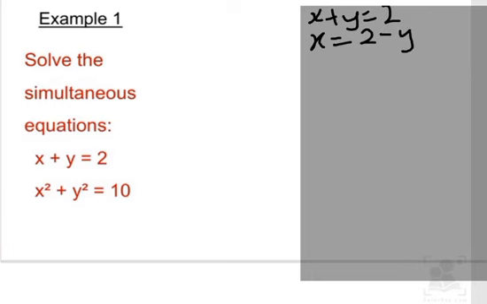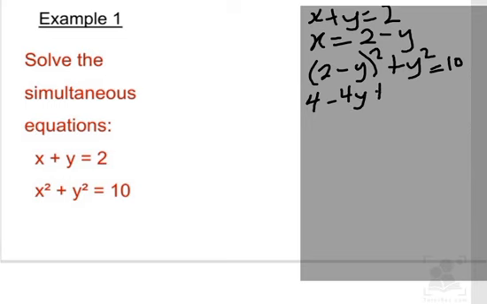That is my new equation, which I'm going to substitute in equation 2. Wherever I have x, I'll indicate 2 minus y there. Then it's going to be squared, then plus y squared equals 10. So I'm going to be expanding this. When you expand, you are going to have 4 minus 4y plus y squared. Then I already have plus y squared, then equals 10.